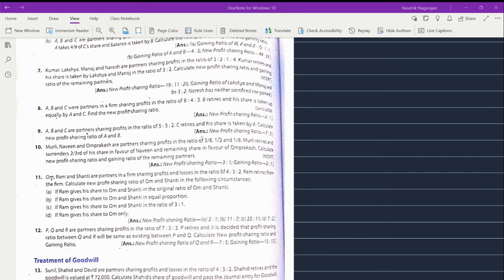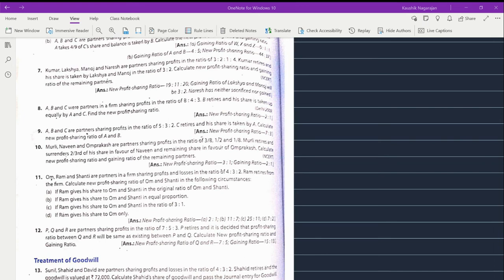Now, we have still six more problems to complete the segment, because in the previous video we have worked out the first six problems. Now we will be working out the remaining six problems. So let's come back to sum number 7. What is given in sum number 7?